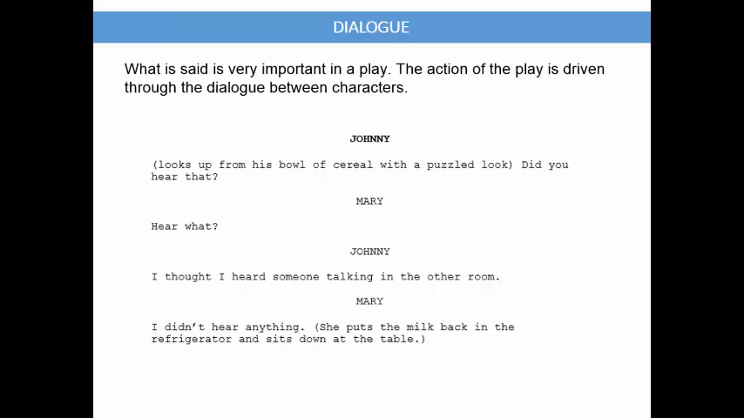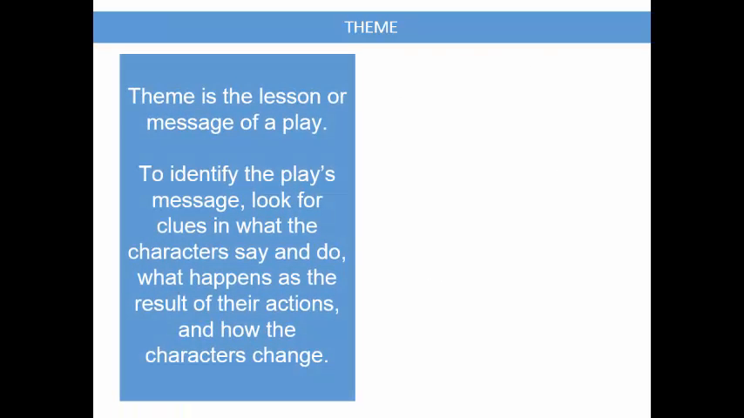Okay, so this dialogue lets us know what's happening in the play. Johnny's hearing something. The theme is the lesson or message of the play. To find the play's message, look for clues in what the characters are saying and doing. What happens as a result of what they're doing, and how are they changing?